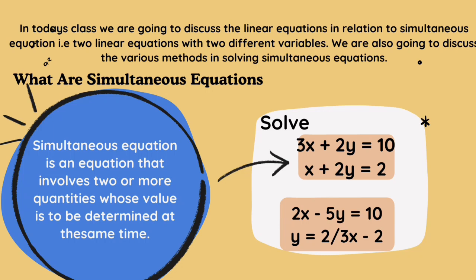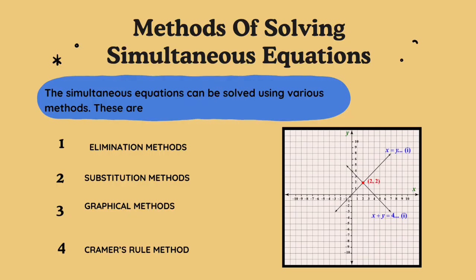We are also going to discuss the various methods in solving simultaneous equations, and today we are going to adopt the graphical method. So let's recall what a simultaneous equation is. A simultaneous equation is an equation that involves two or more quantities whose values are to be determined at the same time. There are several methods used in solving simultaneous equations, and these are the elimination method, substitution method, graphical method, and Cramer's rule method. But today we are going to adopt the graphical method.